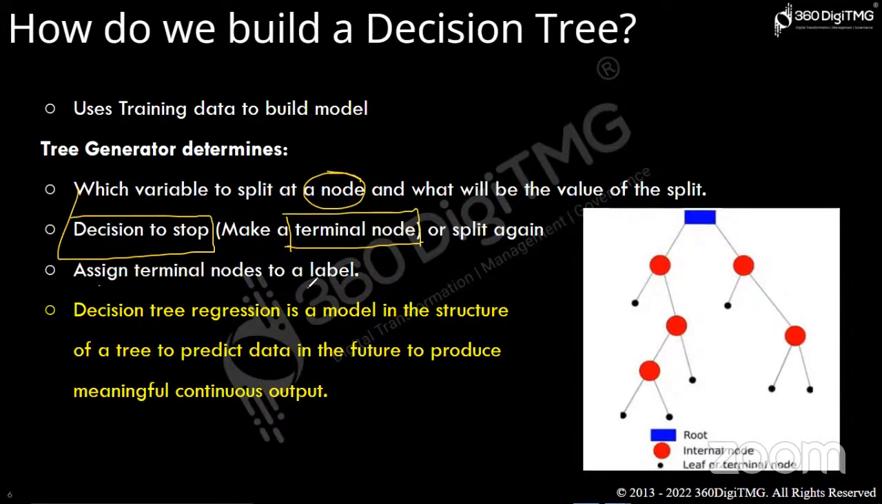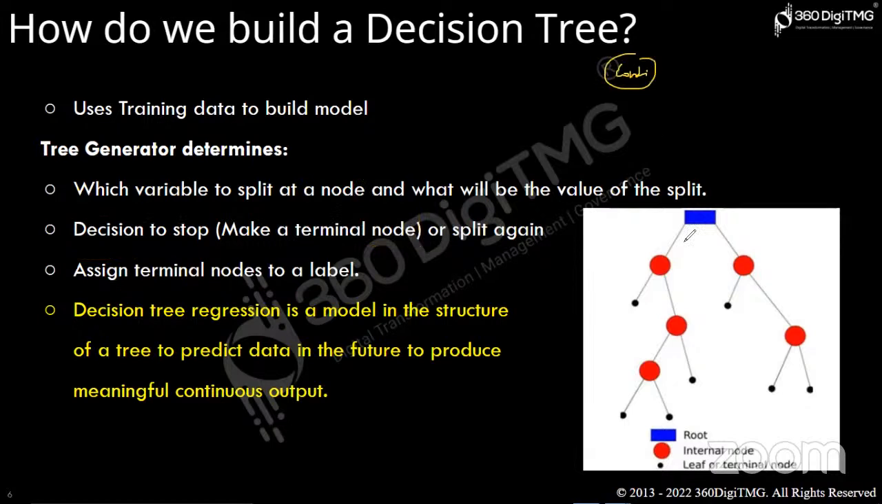Assign a terminal node to a label. That is very important. Why? Because if I have continuous data, I cannot work on this process. So in the case of a decision tree, it is very important that the values that we are taking here should be in labeled format, that is, categorical values. That is very important.